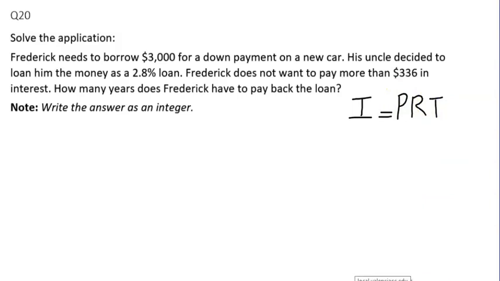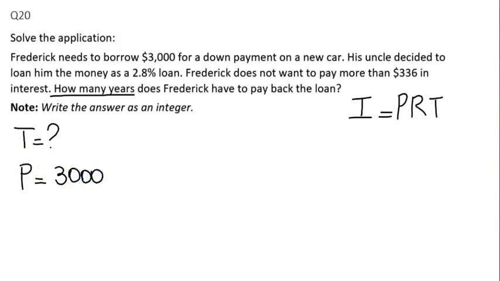What did they ask you to find? The t, right? How many years? So the t is what you want. Then you must have the interest, the principal, and the rate. Fred wants to borrow money. How much? $3,000. What is $3,000 then? The principal. How much he wants to borrow is your principal. His uncle decided to give him this $3,000 with a rate.